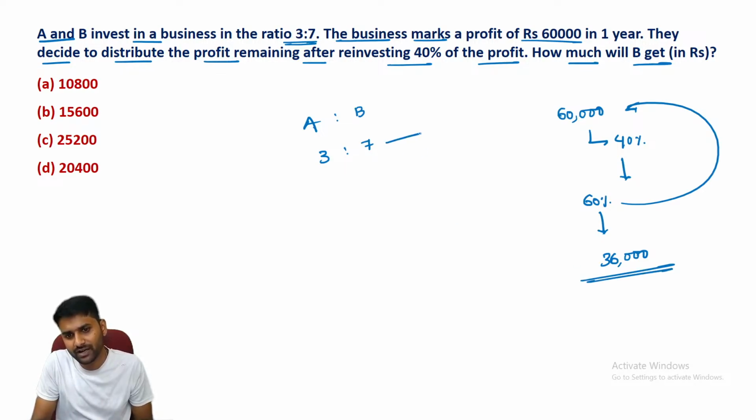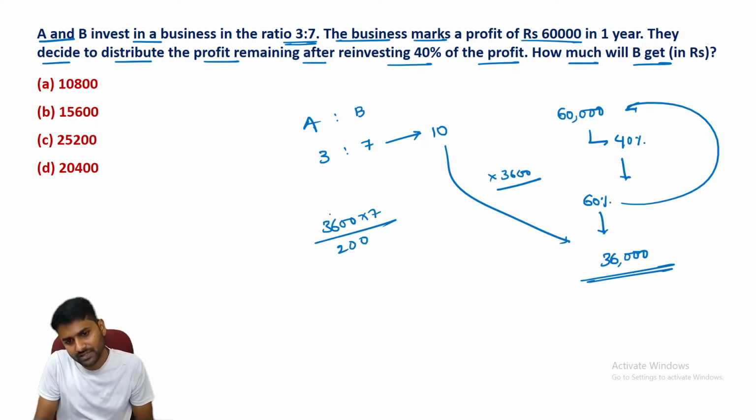60% of 60,000 is 36,000. They are going to divide in the ratio of 3 is to 7. The sum of these two values is 10 units. Then each unit is exactly equal to 3,600. How much will B get? 3,600 multiplied with 7. 6 7s are 42, 7 3s are 21. Here, he will get 25,200 total.